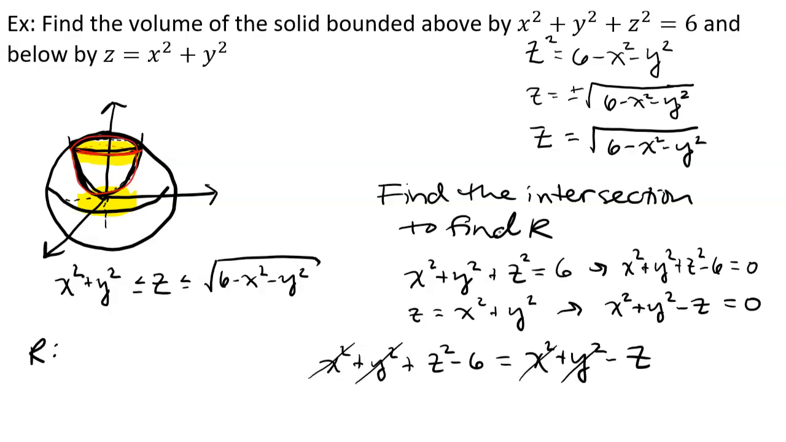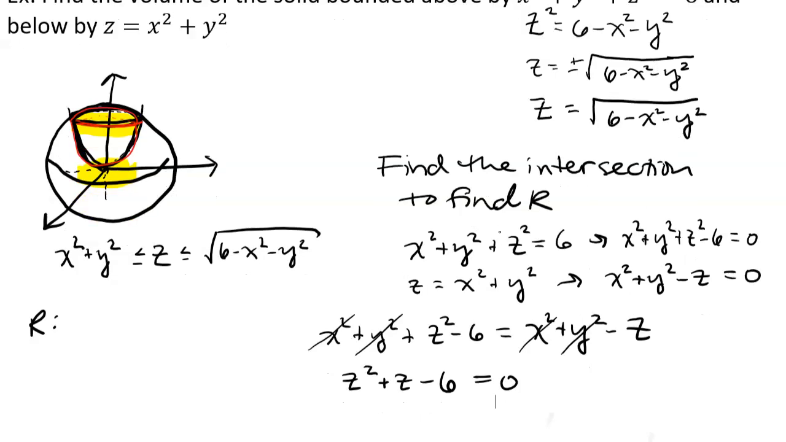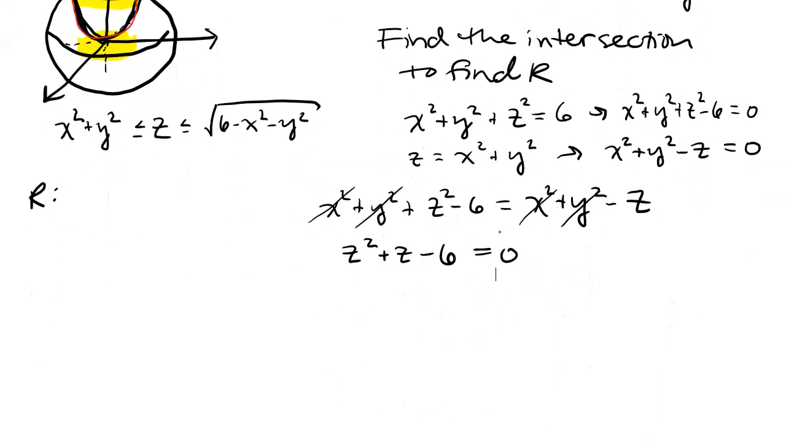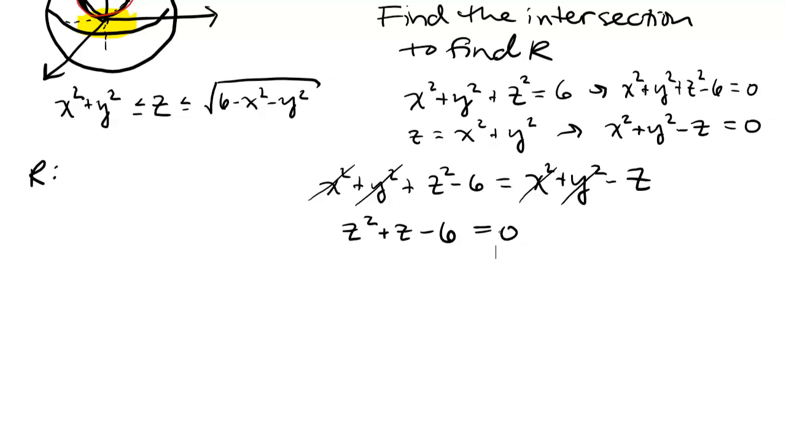And then I can go ahead and move that z over to the other side. So we've got z squared plus z minus 6 equals 0. What we can do at this point is we're really looking for solutions in z. So we're finding what z values make these two surfaces the same.